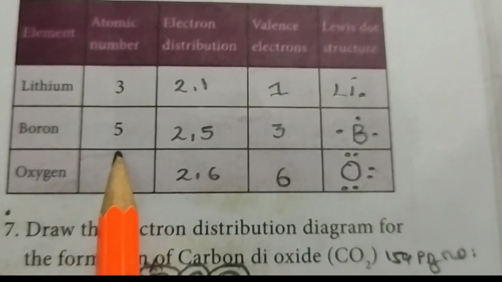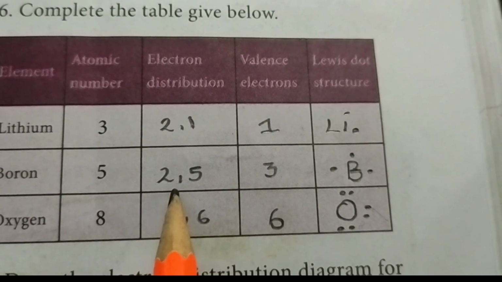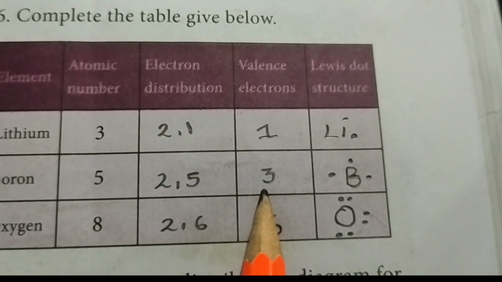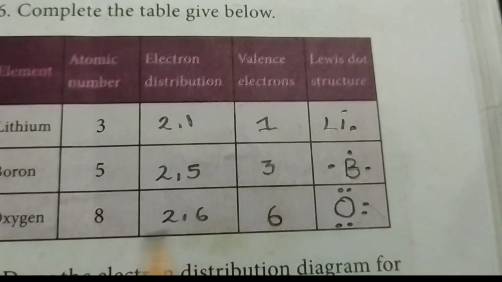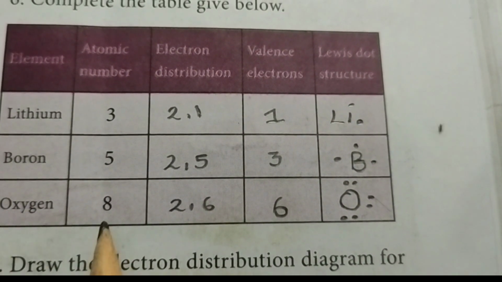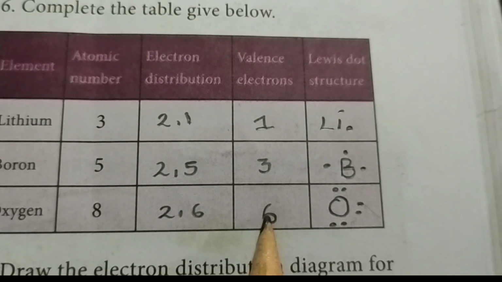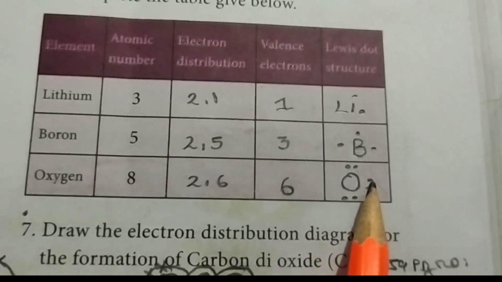Boron. Boron 5. Electron distribution 2:3. Then valence electrons 3. Then B with the dots வச்சுக்கோங்க. Then oxygen 8. 2:6. இந்த valence electron 6. Oxygen with its dot structure.